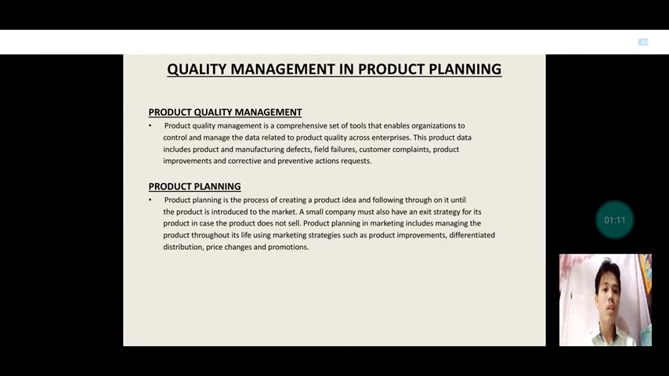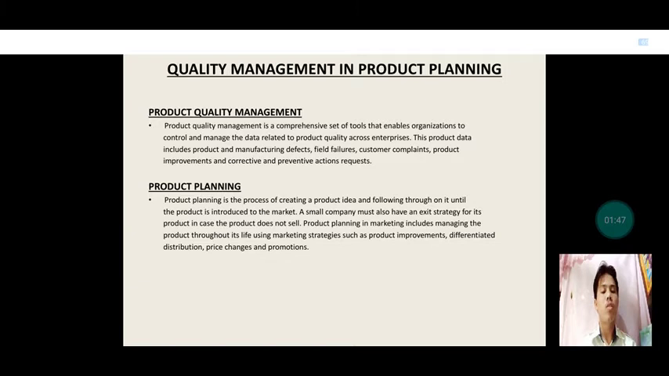For product planning, it is defined as a process of creating a product idea, then following through on it until the product is introduced to the market. A small company must also have an exit strategy for its product in case the product does not sell well. Product planning and marketing includes managing the product throughout its life, using marketing strategies such as product improvements, differentiated distribution, price changes, and promotions.